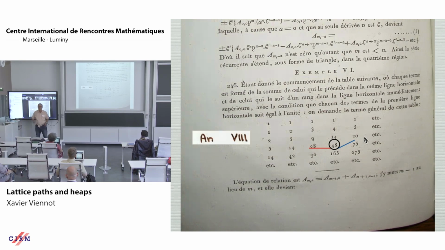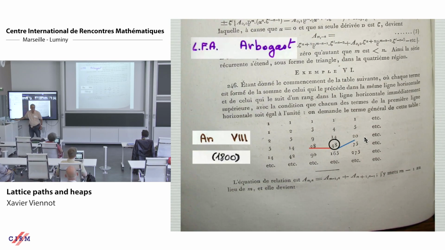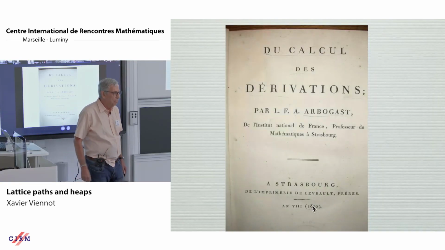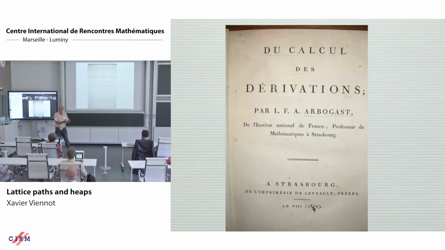It was written not at the Roman time, but at the French Revolution time. It's written by Arbogast, 1800, Du calcul des dérivations. So it's much earlier. This is the first time the ballot problem is solved.